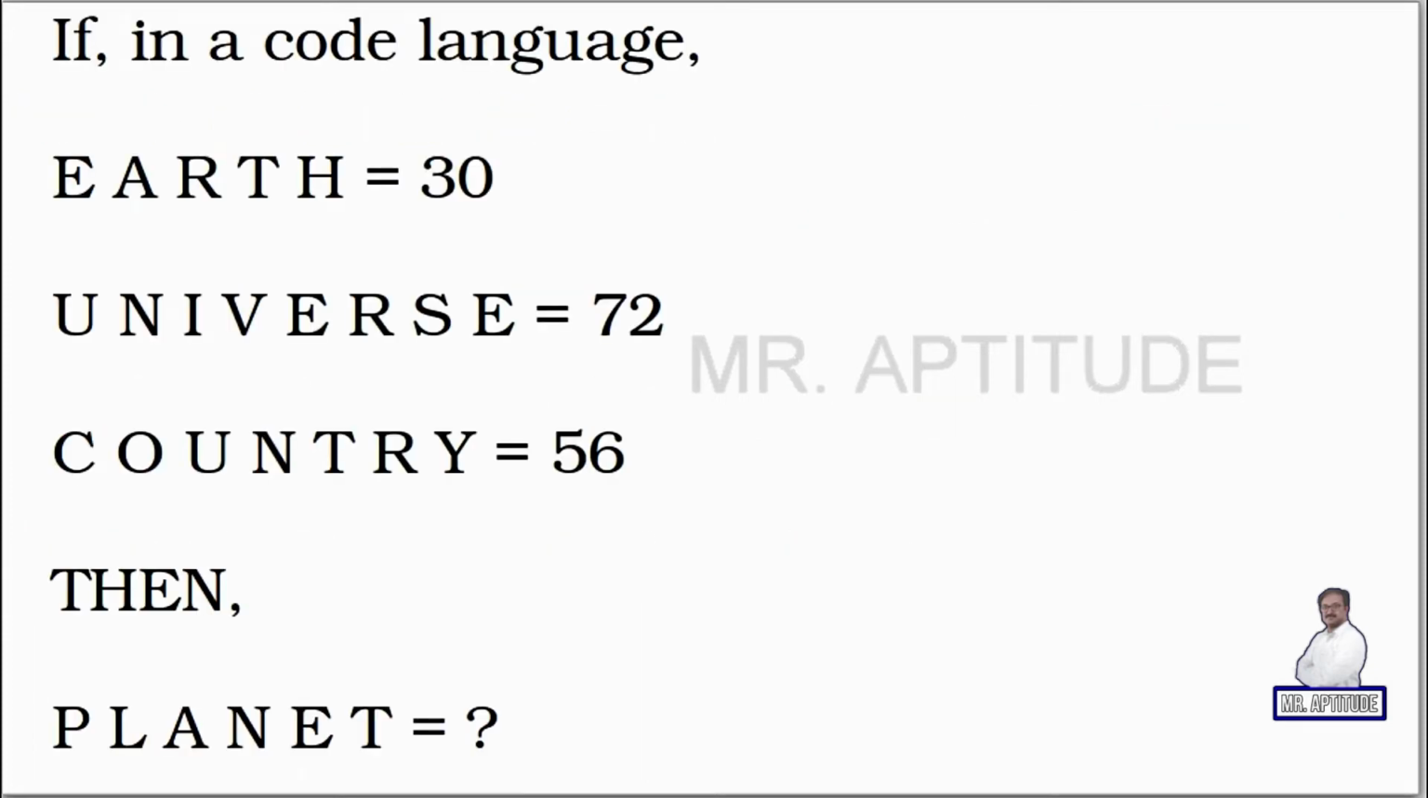Now let us look at the next question. If in a code language, Earth equal to 30, universe equal to 72, country equal to 56, then planet equal to, that's the thing what we have to find now.